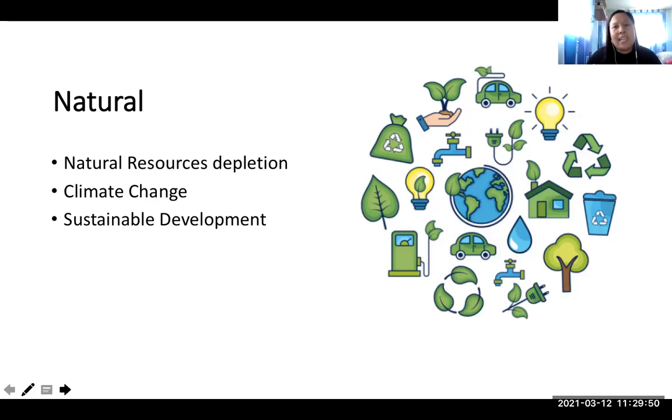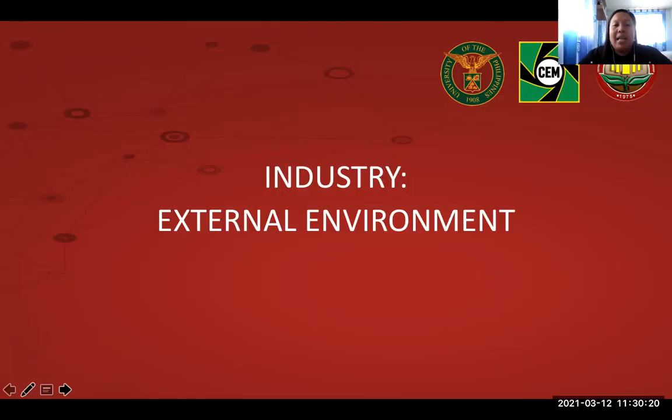Again, I would like to emphasize, guys, that your macro environmental assessment is very useful for identifying your opportunities and threats. Do not forget that. Why? Because most of my students, even in the past, nahihirapan sila na i-identify ano ba yung opportunities and threats, ano ba yung strengths and weaknesses. Again, opportunities and threats are something beyond the control of the organization, while the strengths and weaknesses are something within the control of the organization. Yun na lang, tandaan nyo.